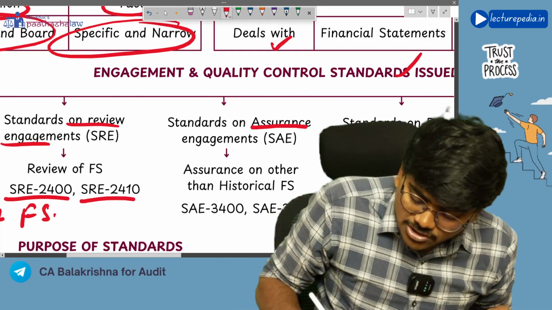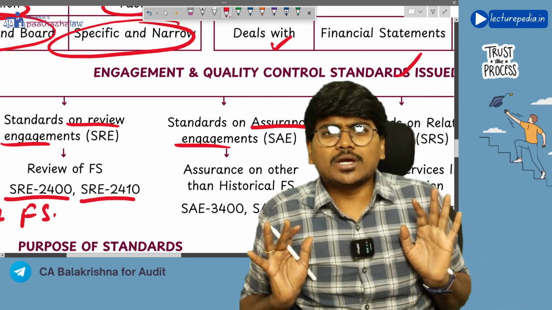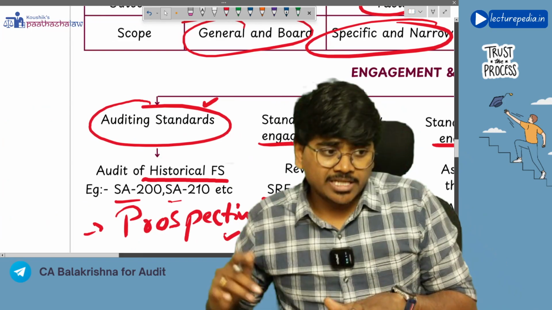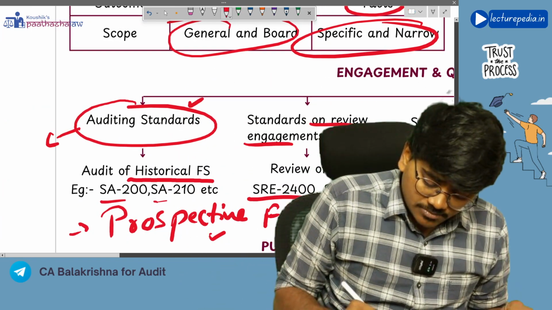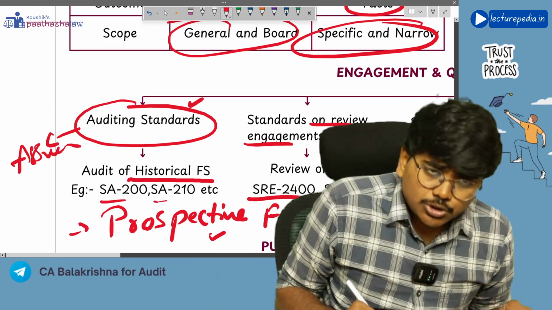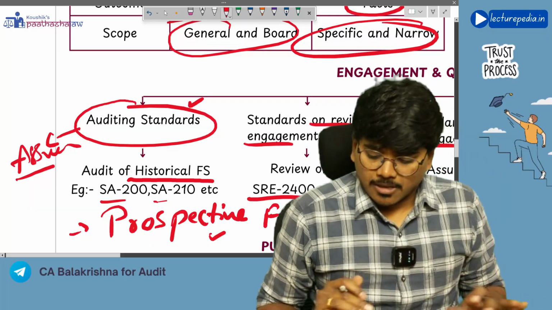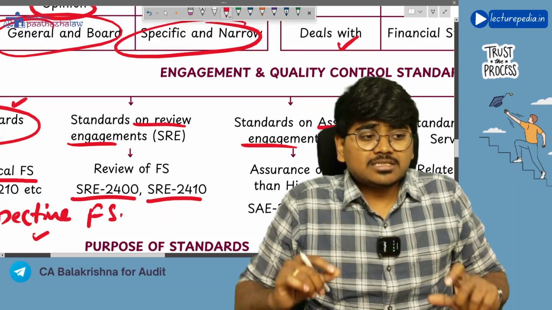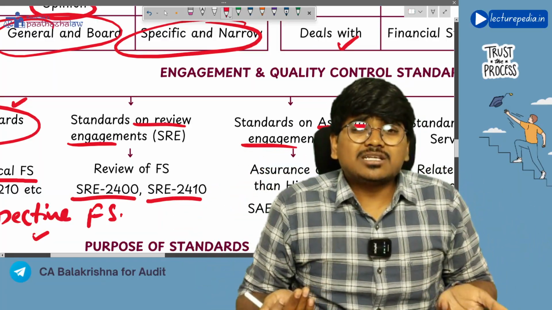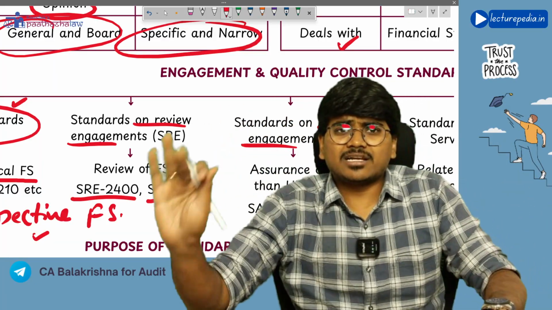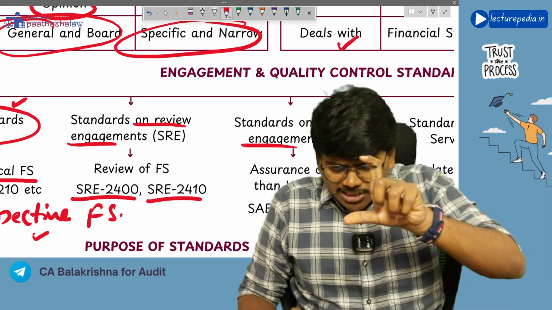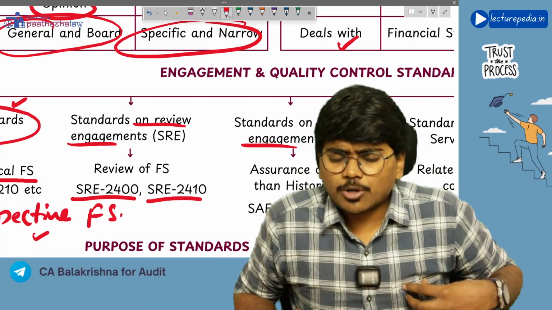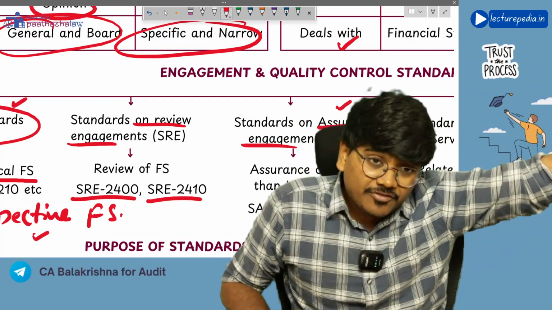That will be interim financial statements. Next, standards on assurance engagement. In case of audit also, the auditor is providing assurance, right? And you are telling there are other standards called standards on assurance engagement. What is the difference between standards on auditing and standards on assurance engagement? In case of standards on auditing, the auditor will provide assurance on historical financial statements.